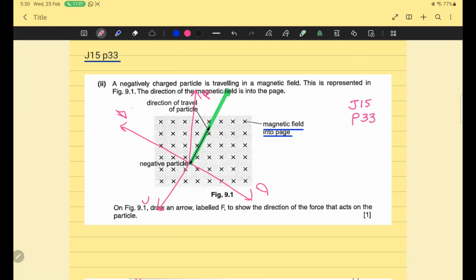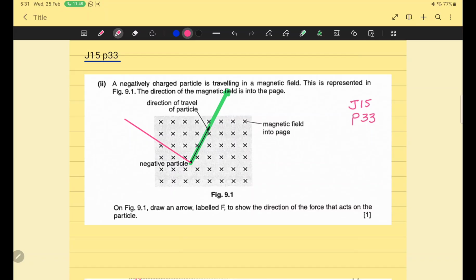Where is your thumb? I'm giving you options A, B, C, D. This is B, this is C, this is A. Yes, you are right. Now, Navia is a specialist, I think, in the left-hand rule.